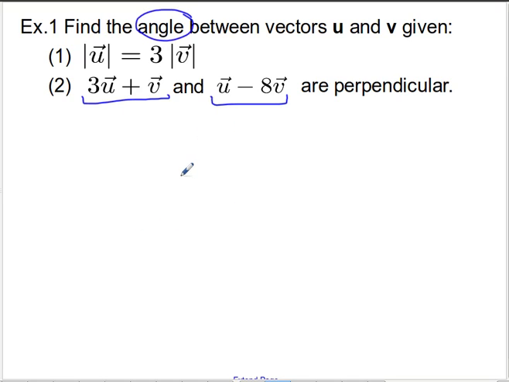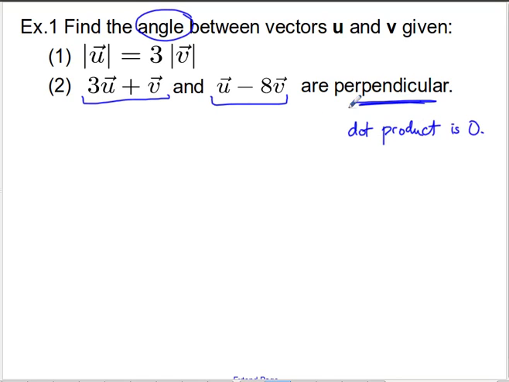So I need to find out a little bit of information about u and v. Now there's not much I can do with this point number 1, so I'm just going to leave that alone. Point number 2, on the other hand, is quite interesting, because what does perpendicular tell us? Well, one of the things we talked about with perpendicular was that the dot product would be 0. That's one of the properties you get.